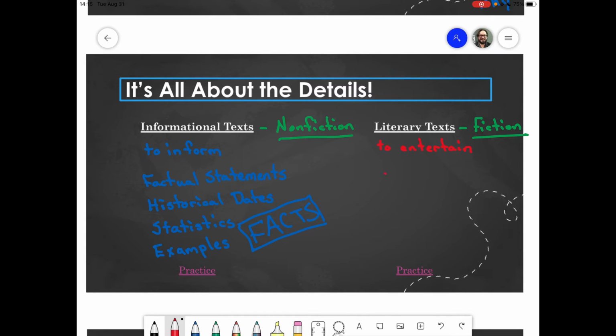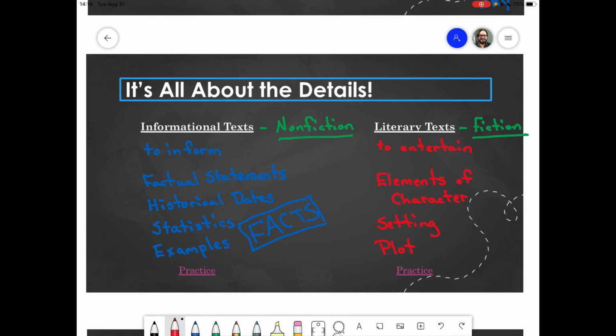these details are usually tied to what are known as the elements of character, or it could be the setting of the story. And finally, key details about the plot or action that is taking place. Now, we will focus more on details in literary texts later on in another unit.